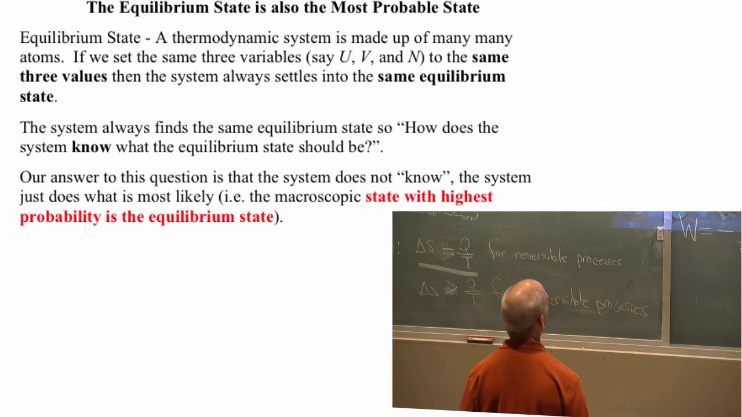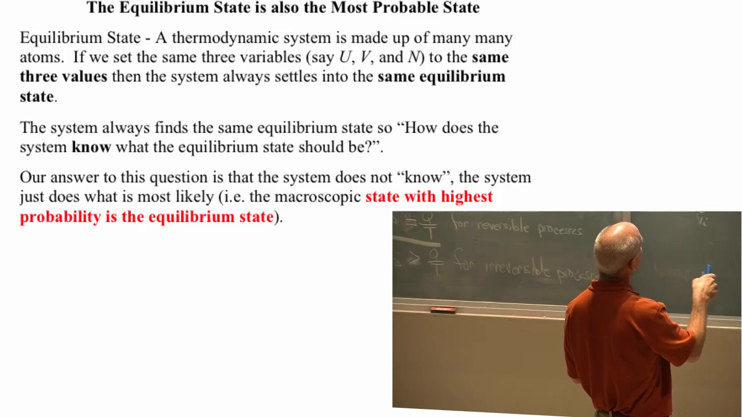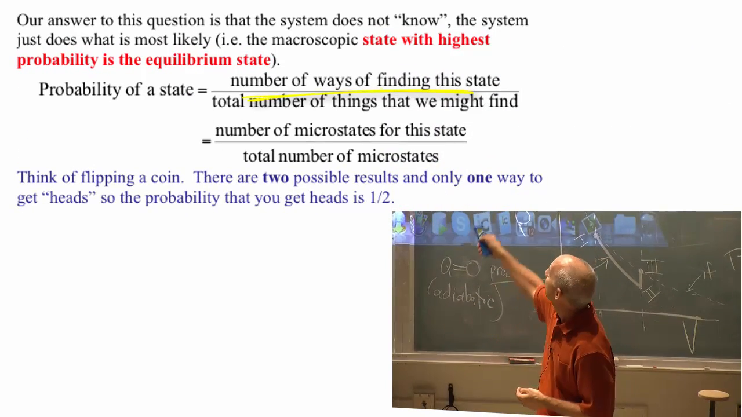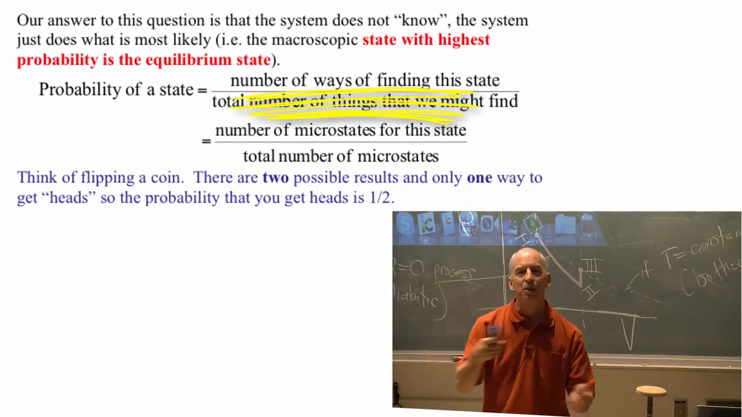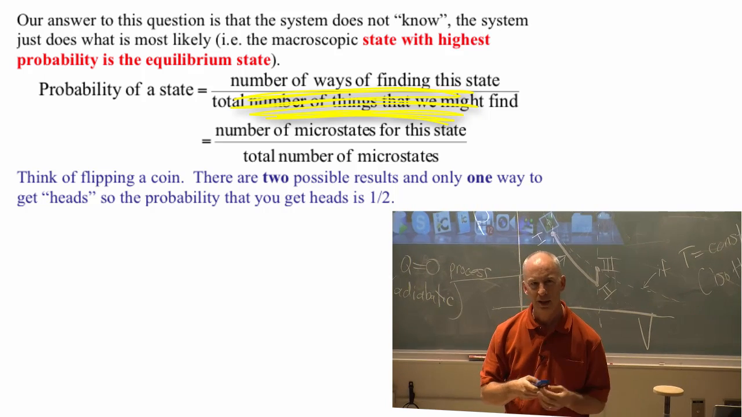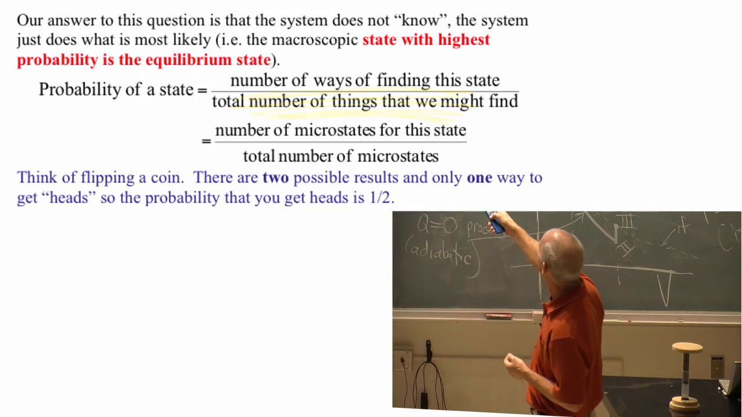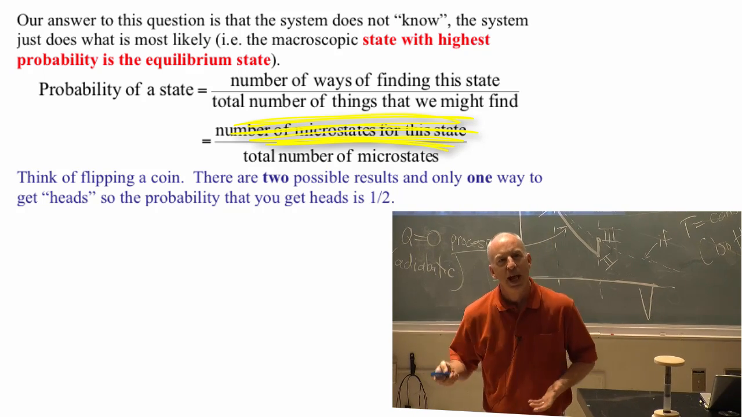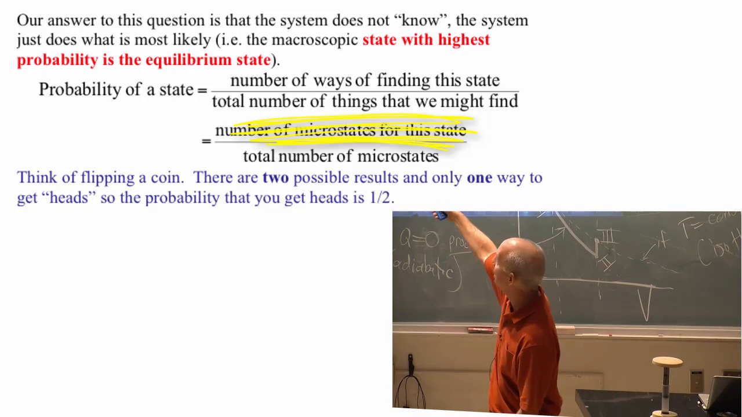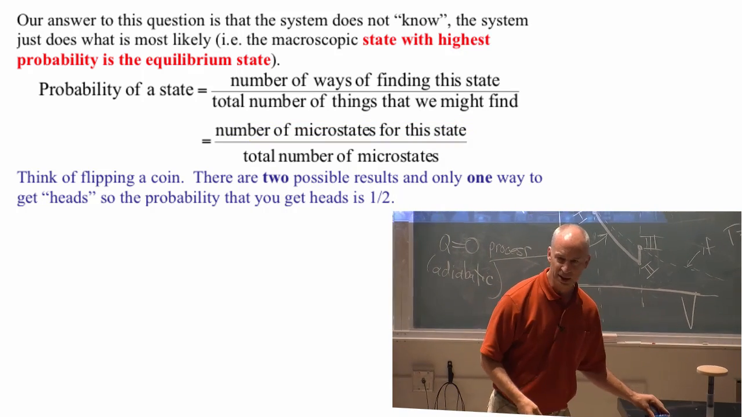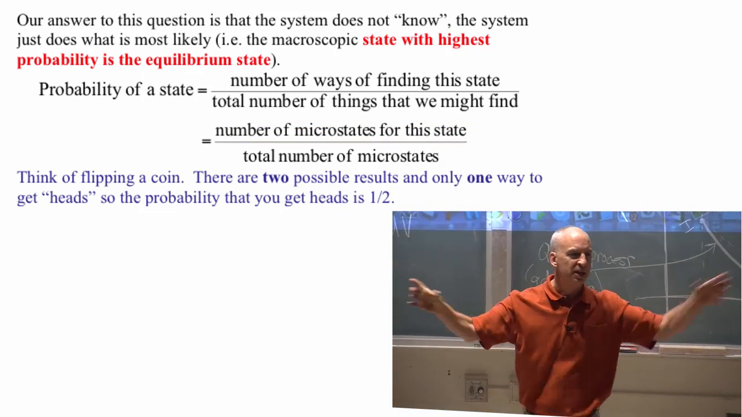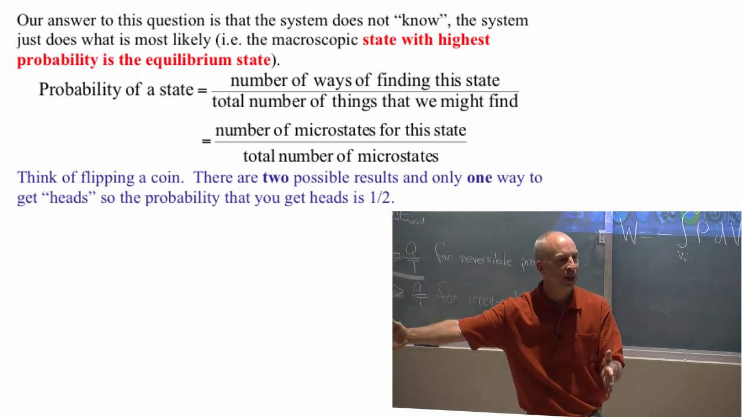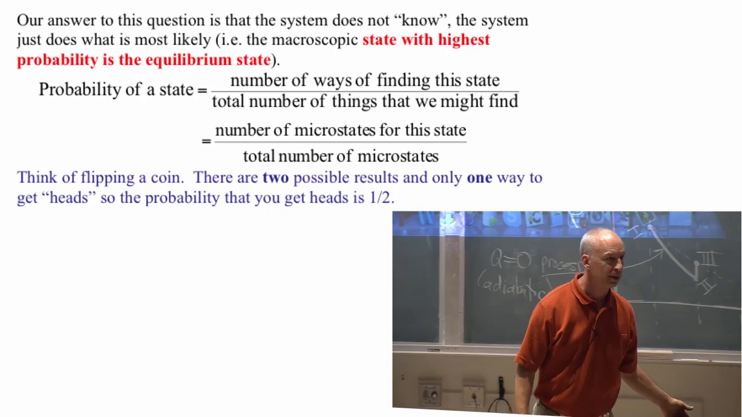Why not? Well, the probability of finding some state depends on the number of ways that you can get that state, and I'll have to tell you what that means in a second, divided by the total number of things that could happen. The things that could happen may not be appropriate to that state. For instance, one of the things that could happen is that there's equal amounts of energy on both sides, and then that's not the state where there's no energy here and a lot of energy there.